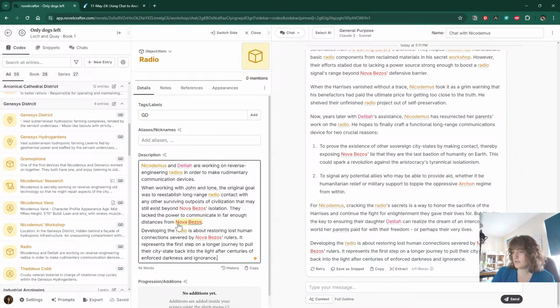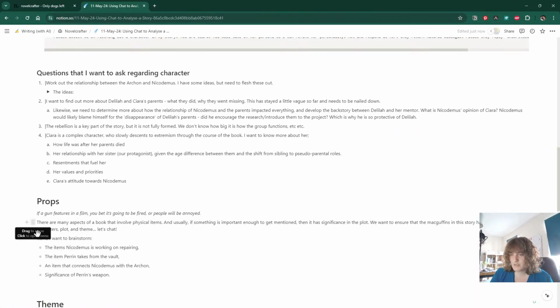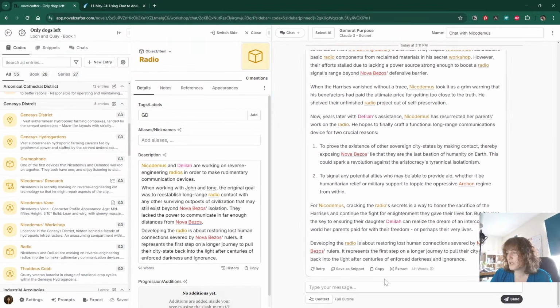Okay, I like that. Significance of the radio. Sweet. We have the item that connects. I'm going to say a gramophone connects DeMarco and Nicodemus. Why is this? Tell me more.